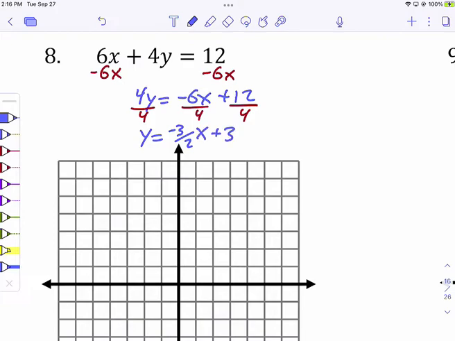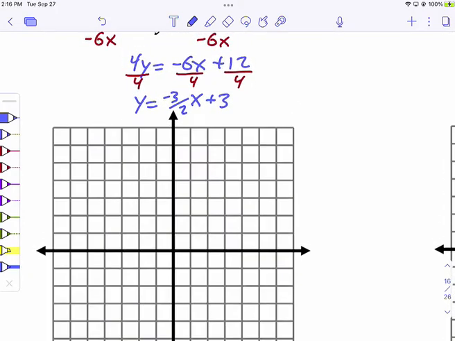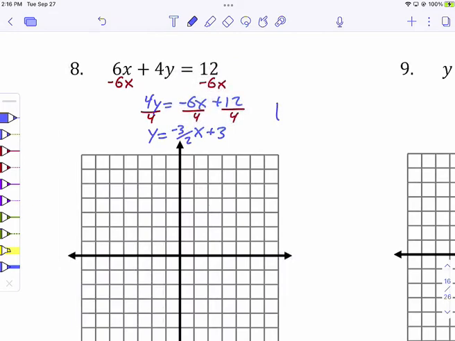And then 12 over 4 is just 3. Every calculator can do that. So this one would start at 3, right? b is where you begin. It's always on the y-axis. m is how you move. Down 3, right 2. Another one that goes downhill.